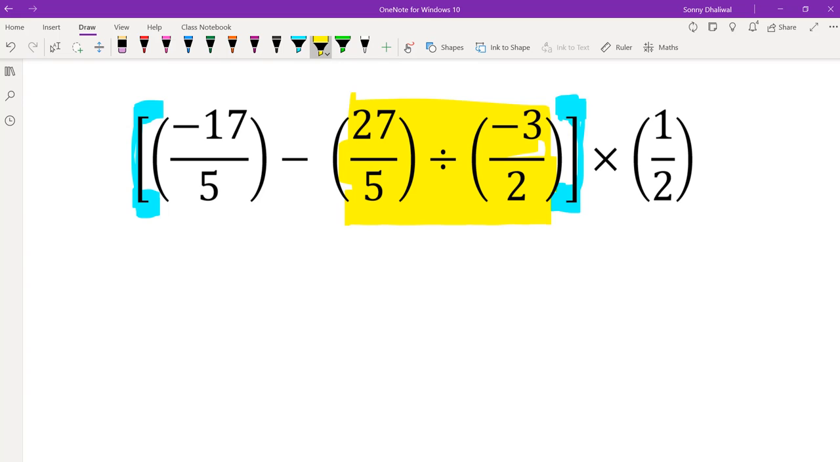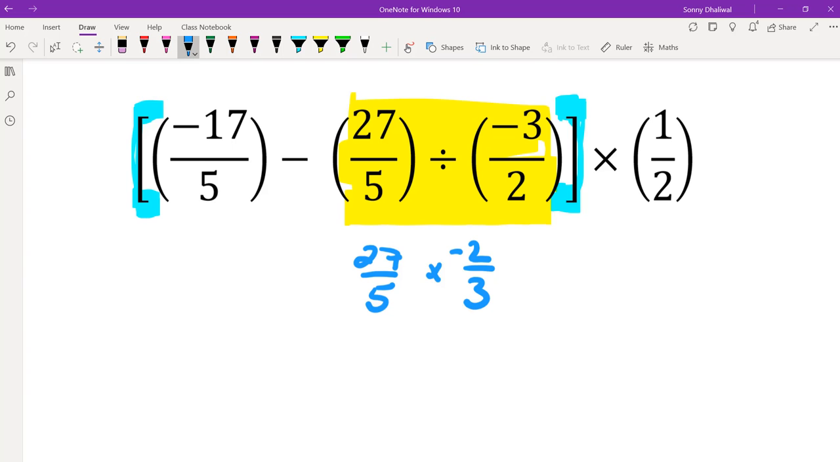Okay. So when we're doing division, we go 27 over 5, right? And we go, what do we do with the second fraction? Flip it. Flip it, right? So that becomes a 2 over 3 with a negative sign, right?